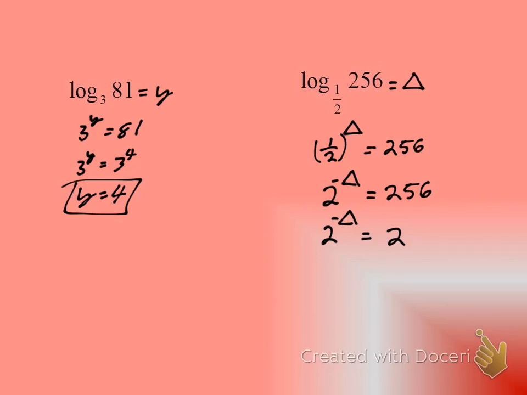Is it 2 to the first? No. 2 to the second? No. 2 to the third? No. 2 to the fourth? Isn't it 2 to the 8th? Yep. So negative triangle equals 8, which means triangle equals negative 8. Or a or b or y or x or z or whatever variable you choose to use. For whatever reason, I chose triangle. It's all good, though. You can do whatever, okay?